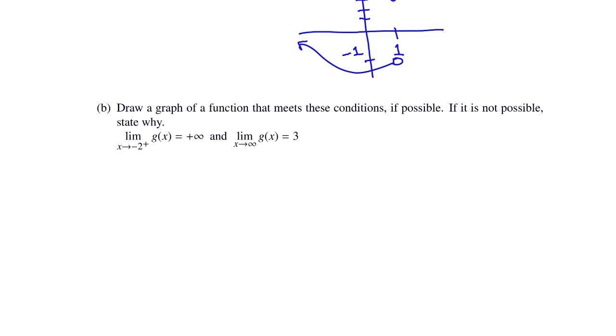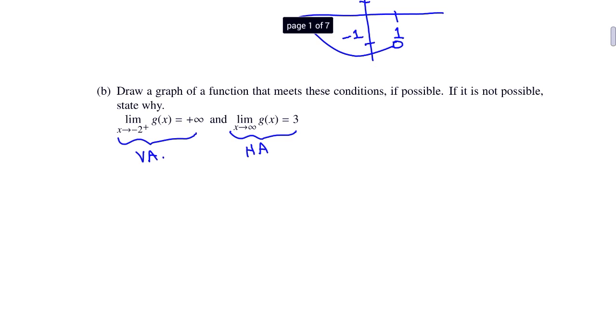B, draw a graph of this function. So the limit as x goes to -2 from the right side goes to positive infinity, and the limit as x goes to infinity of the function is equal to 3. So this first limit is referring to a vertical asymptote, at least on the right side of -2. The limit as x goes to infinity refers to the horizontal asymptote. So we could have this function here.